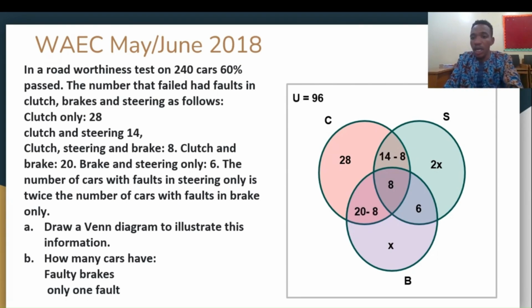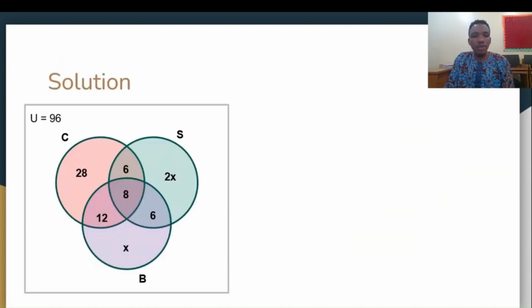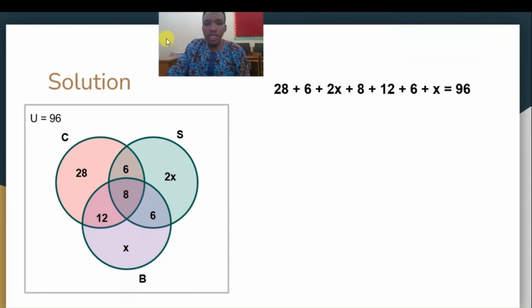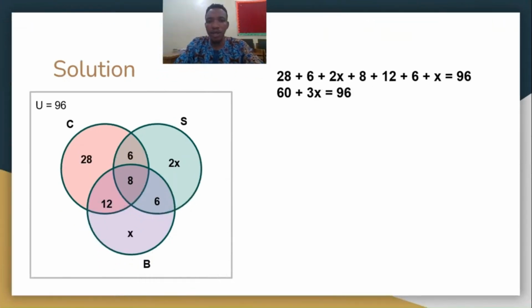Okay. Yeah, 40 minus 8 is 32... 20 minus 8 is 12. So we've done that. Then let's add up everybody and equate it to the universal set. So 28 plus 6 plus 2x plus all those things, add them up, then we equate it to 96. Let me just remove this guy here. Once we've done that, the next thing is you just add up all the numbers in the set.